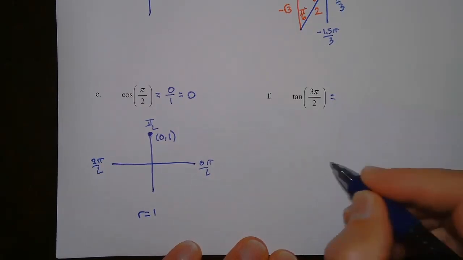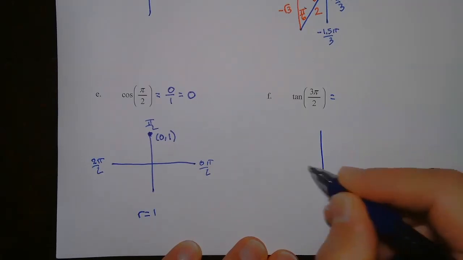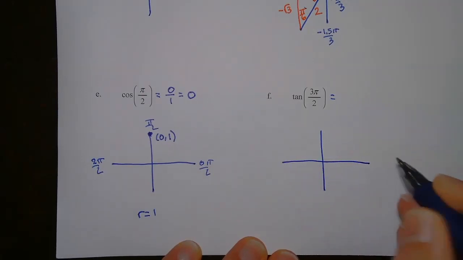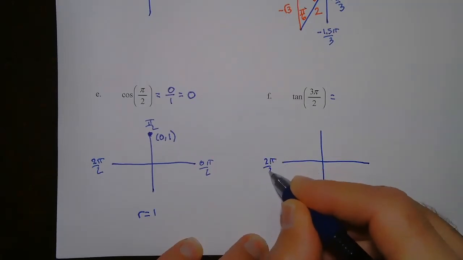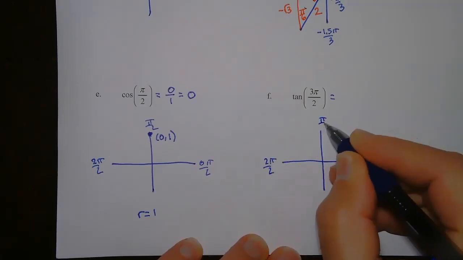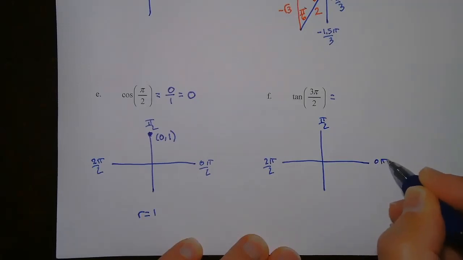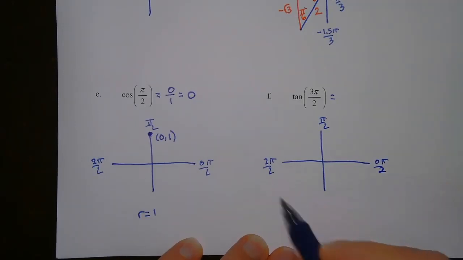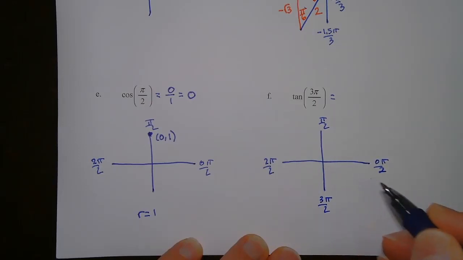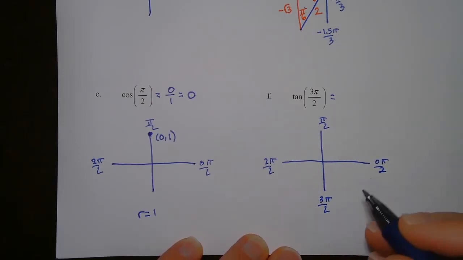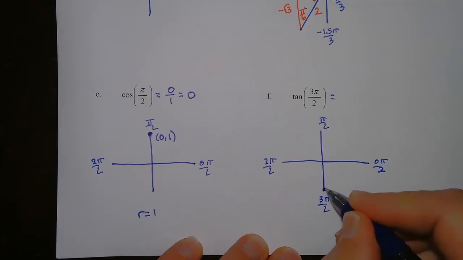Okay, what is that one equal to? So where is 3 pi over 2? Right here is 2 pi over 2. This is pi over 2, 1 pi over 2. This is 0 pi over 2. Then this would have to be 3 pi over 2. And so once again, we're landing on an axis for this one. So right here, we're landing right here.